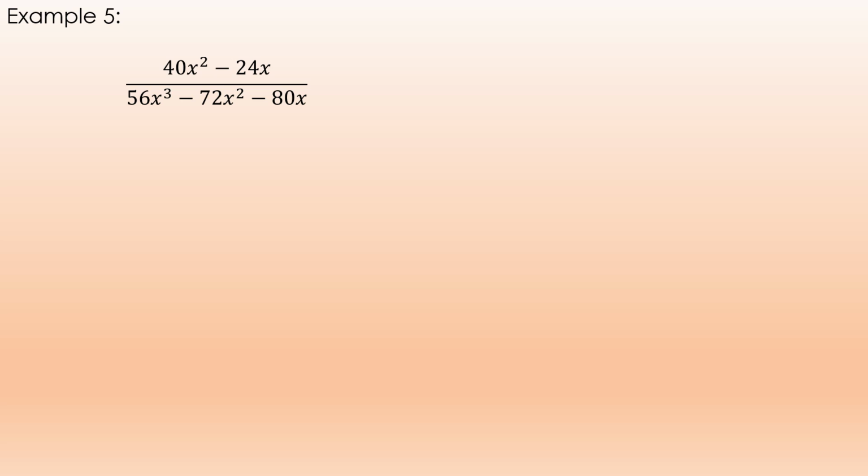What do you notice about everything in the numerator? Definitely have x's in common, and the 24 and the 40 are both divisible by 4, even bigger, 8. All right, so let's factor out an 8x in the numerator. 40x squared divided by 8x is 5x. Negative 24x divided by 8x is negative 3. All right, that's so much easier to work with.